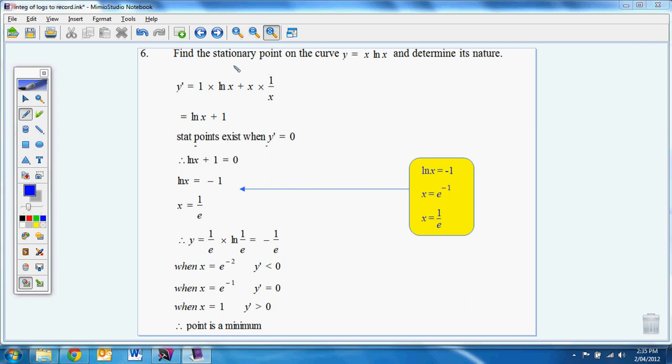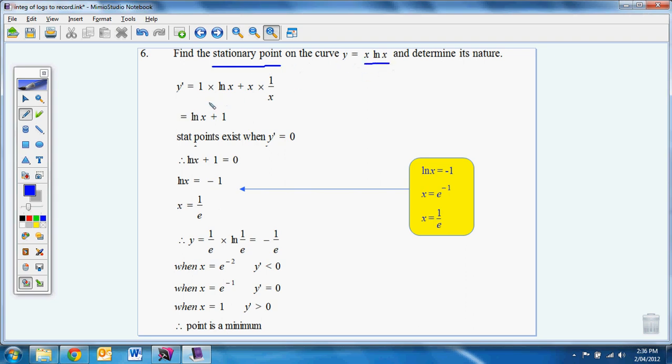So this time we're finding the stationary point and determining its nature. So we know stationary points exist when the first derivative is equal to 0. So our function needs us to apply the product rule. So derivative of x is 1 times the natural log of x plus x times the derivative of natural log of x, which is 1 on x. Clean it up to give us natural log of x plus 1.